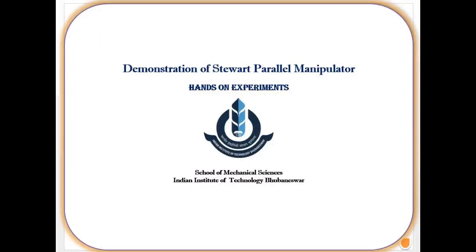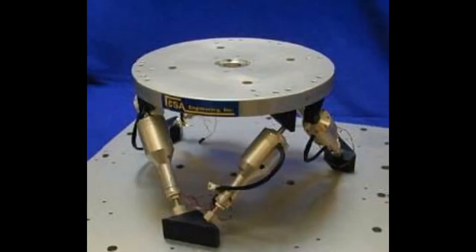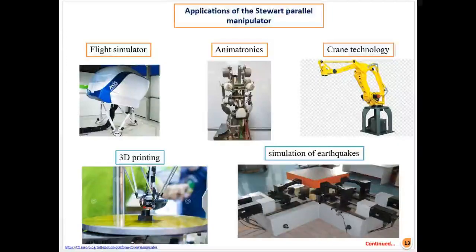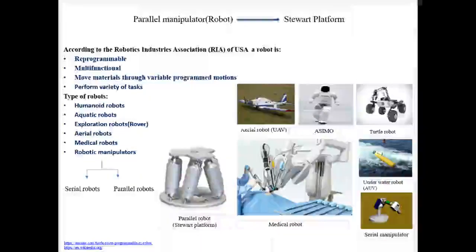Hey dear students, today I am going to discuss the topic demonstration of the Stewart platform, which is your hands-on experiment topic. As you know, manipulators have been widely used for several decades for automation applications in industries. They are used for various automation tasks such as material handling, pick and placing of an object, spray painting, spot welding, etc. As we know, there are two types of manipulators.